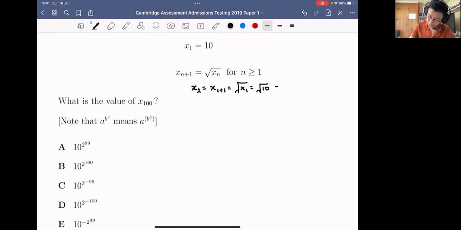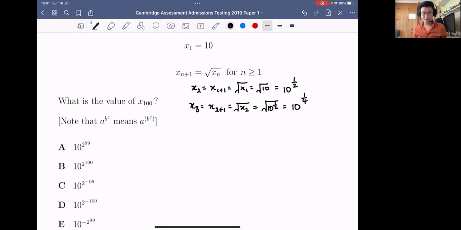Looking at the answers, I'm guessing I have to write it as 10 to the half. Okay, then x3, which is x2 plus 1, is the square root of x2, the square root of that. Okay, yep, I can see the pattern now.